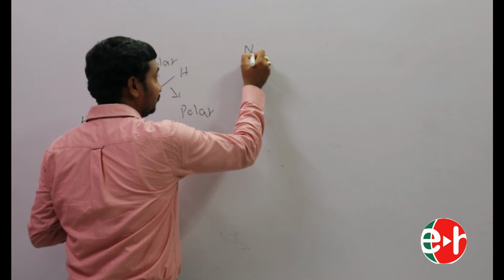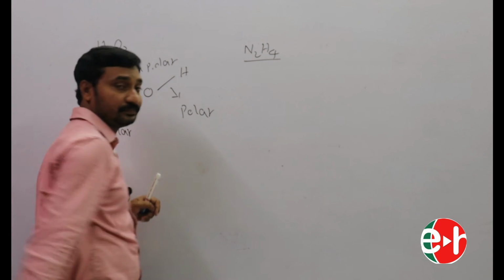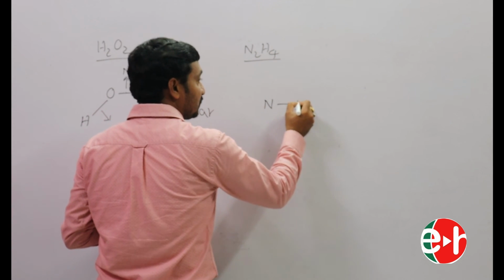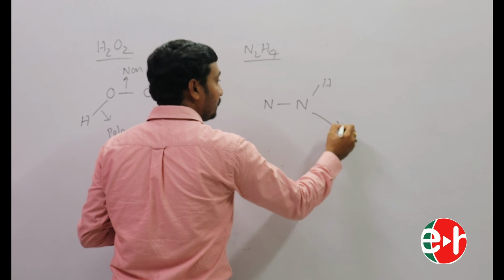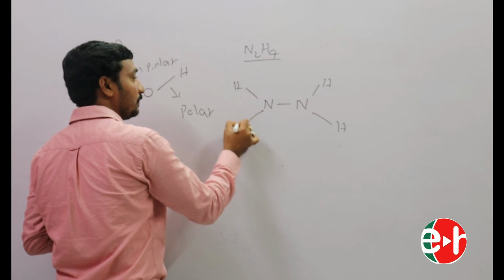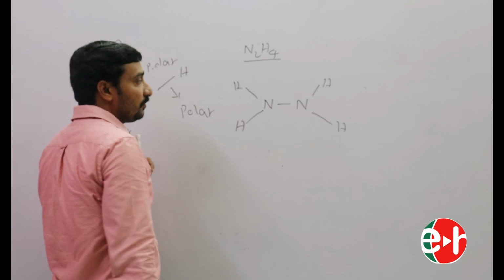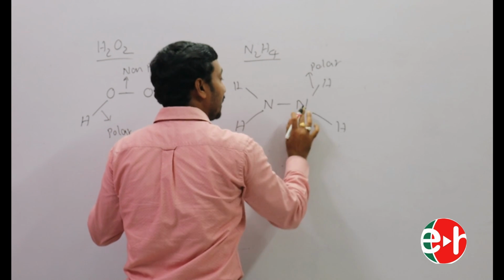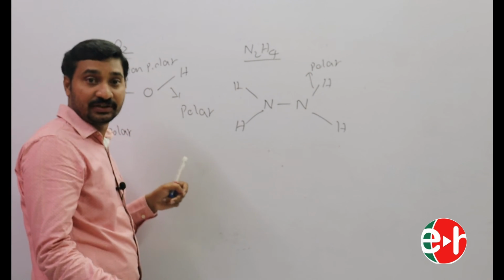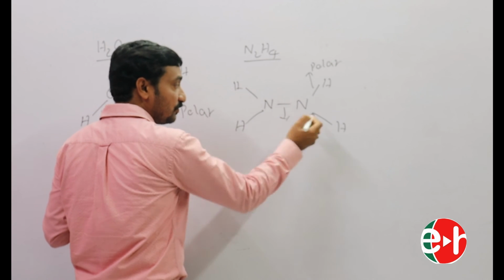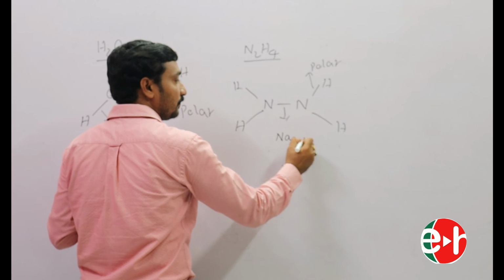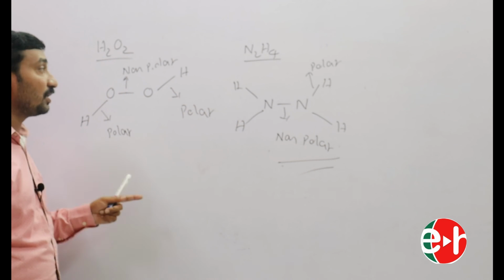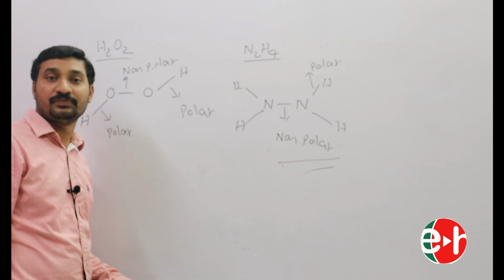Next one, N2H4, hydrazine. This is the structure of hydrazine. Between nitrogen and hydrogen the bond is polar, because hydrogen and nitrogen electronegativity differ. Which one is non-polar? This bond is non-polar. So these are some examples having both polar and non-polar bonds. Okay?